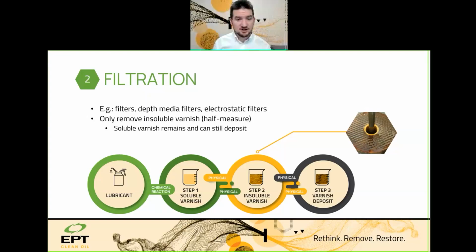But it's a half measure when it comes to varnish because it doesn't really impact the soluble-insoluble varnish equilibrium. It removes insoluble varnish, which is already formed. But it has no impact on soluble varnish. It's dissolved. It flies right through sieve-type filters. And as a result, that soluble varnish is still free to form insoluble varnish elsewhere in a system if conditions change, if things cool down, for instance.